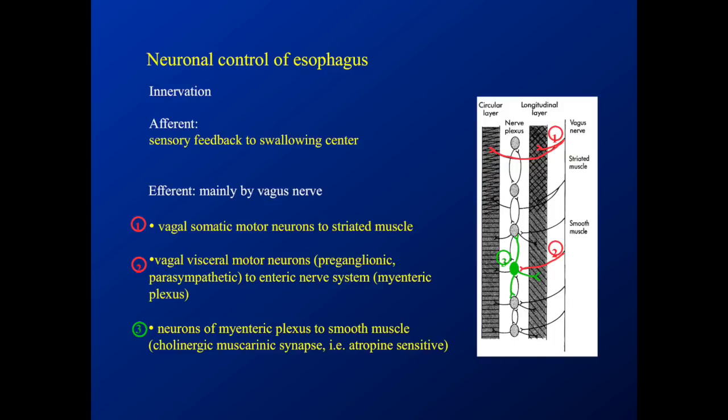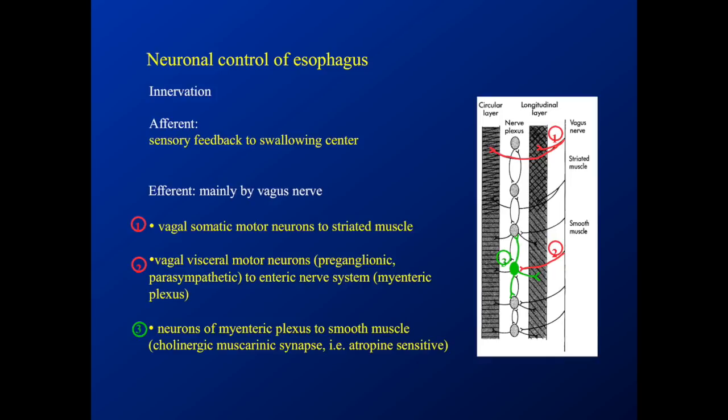So the neuronal control of the esophagus is shown in this slide, and there is both afferent and efferent innervation. The afferent innervation sends feedback to the swallowing center, and this is how a peristaltic wave starts during swallowing. The signals get sent back to the swallowing center and regulated, as we see in a couple of minutes.